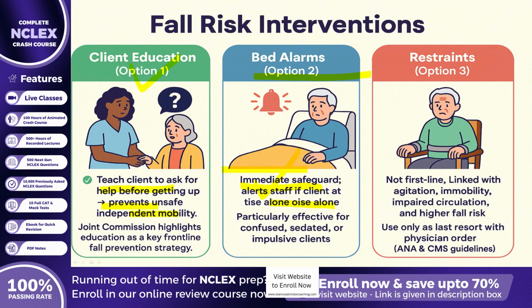Looking at option 3, applying restraints to the upper extremities, this choice is incorrect. Restraints are not appropriate as a first-line fall prevention method. In fact, they are linked with serious complications such as increased agitation, immobility, impaired circulation, and even a higher risk of falls if the client attempts to escape. Both the American Nurses Association and the Centers for Medicare and Medicaid Services recommend that restraints should only be used as a very last resort, and with a physician's order, when all other options have failed.